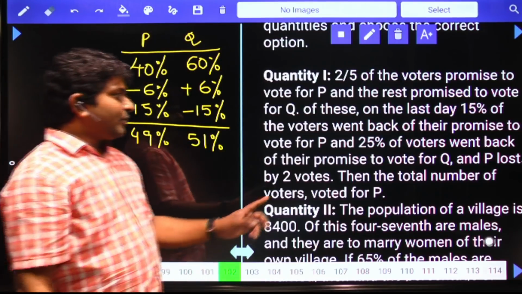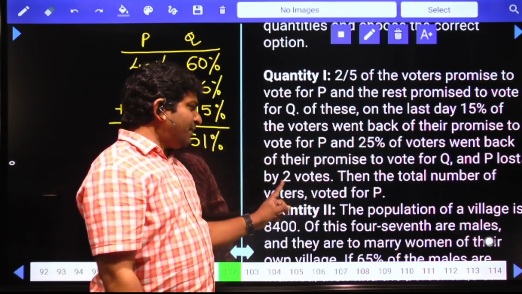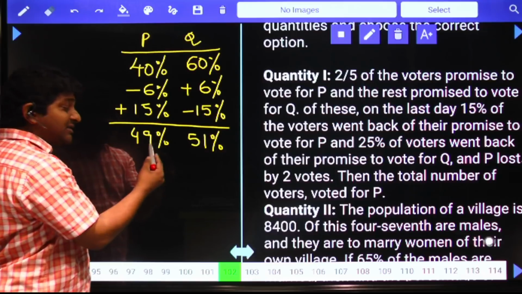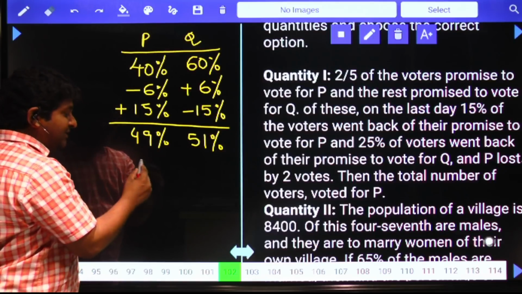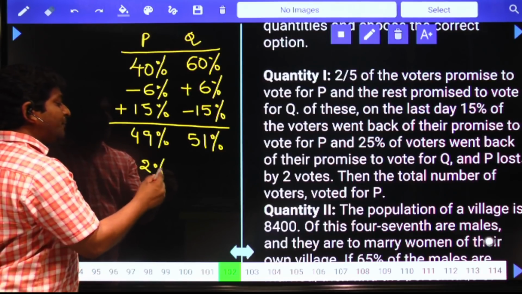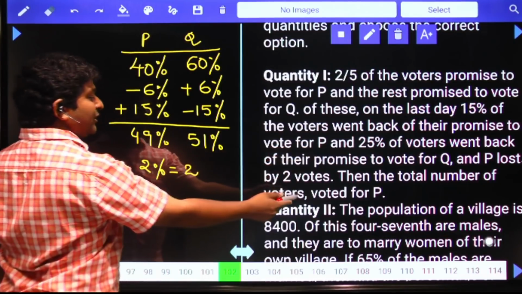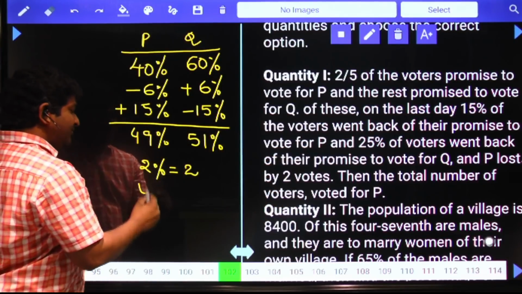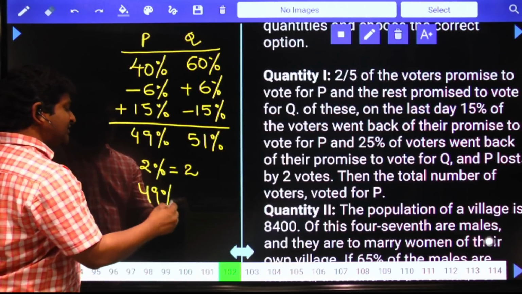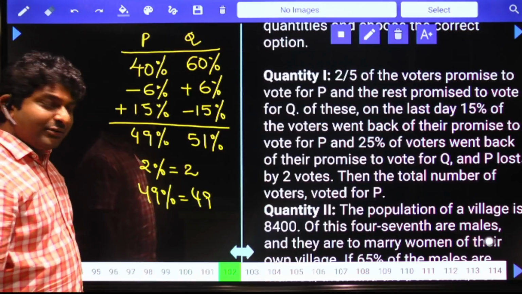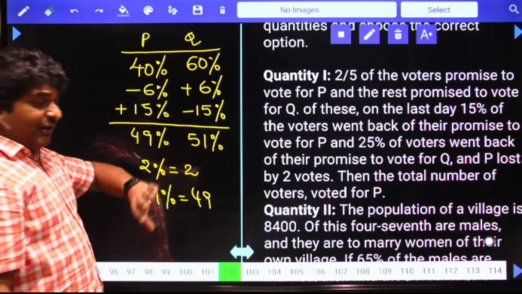Now, P lost by 2 votes. Who won the election? Q. Who lost it? P. P lost by what percentage? 2 percent. 2 percent is equal to 2 votes. Then the total number of voters who voted for P, that is 49 percent, is equal to 49. Right. Q1 is equal to 49. Next.